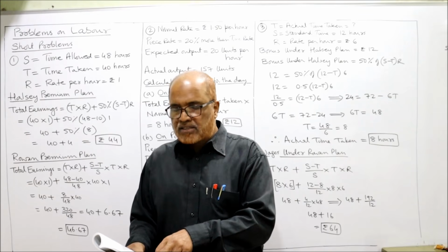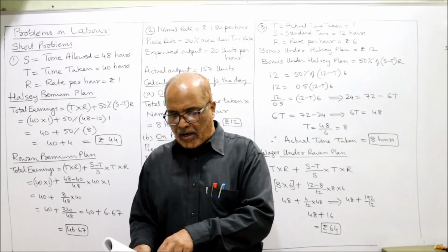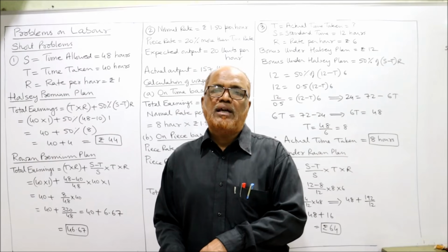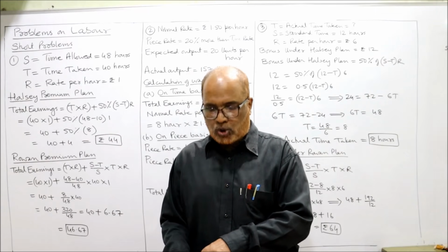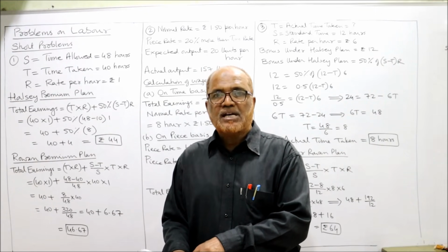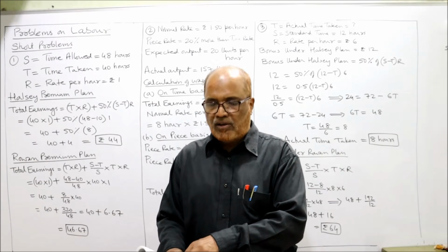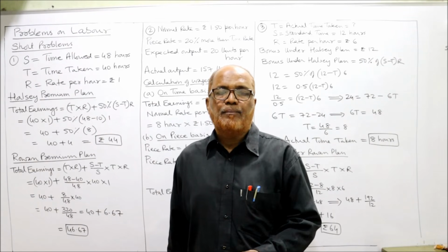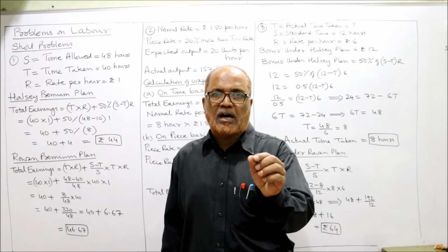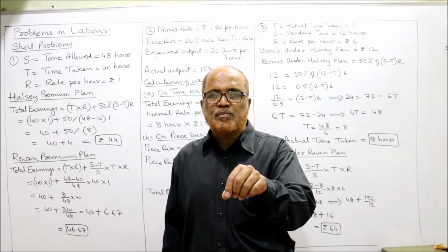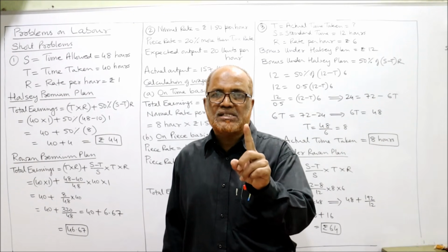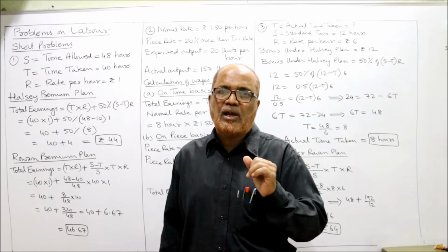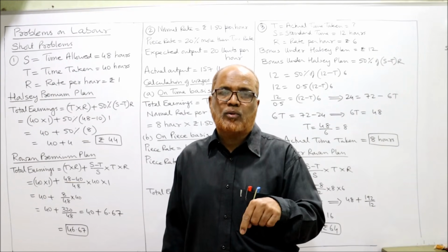Then expected output 20 units per hour. In 1 hour 20 units is the standard output. Mr. X produces 157 units in 8-hour day. A day consists of 8 hours. And Mr. X has produced 157 units during the whole day of 8 hours. This is the actual output.